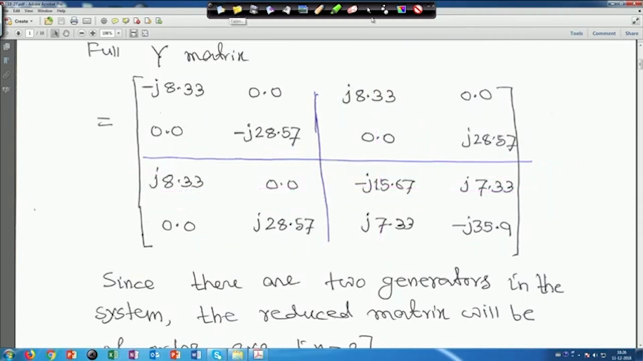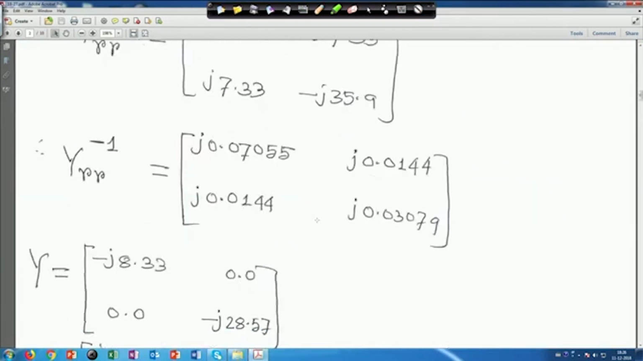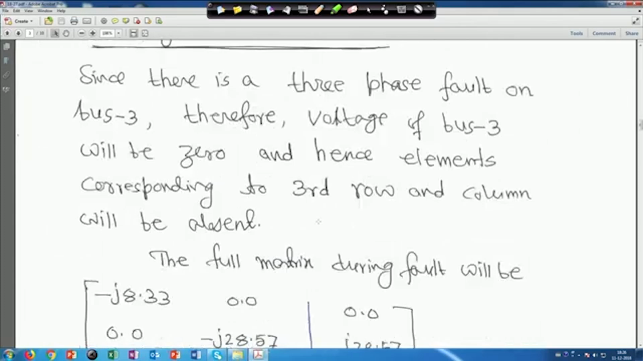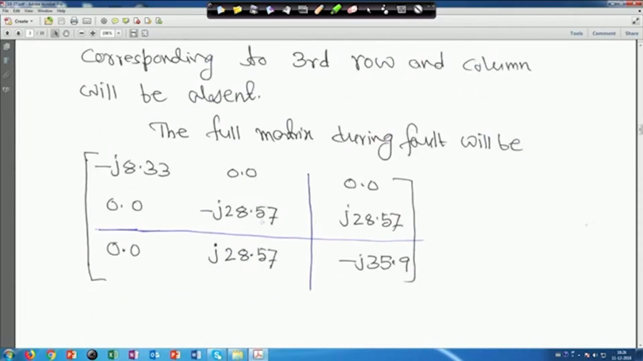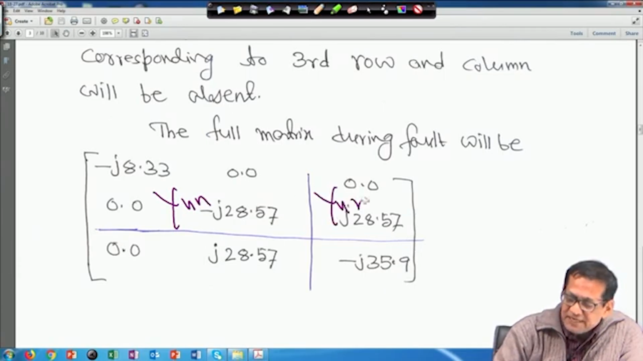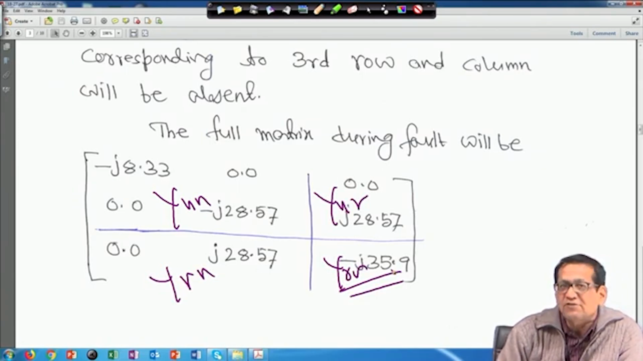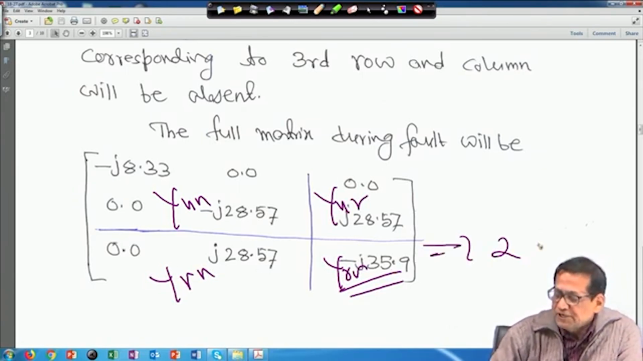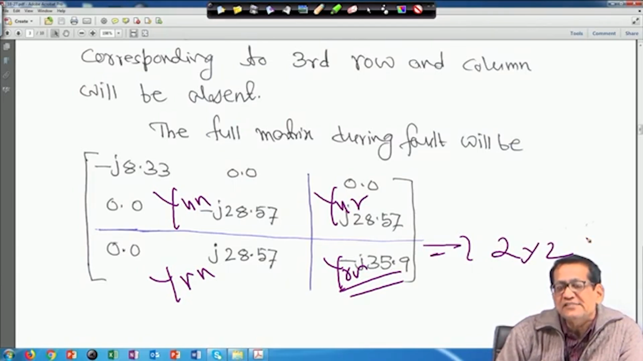If we do so, then this will be the 3 into 3 matrix during fault condition, because the third row and third column have been eliminated. Now this is my YNN, this is YNR, this is YRN and this is YRR. It is a single element for this one, right, and we will bring it down to a 2 into 2 matrix using the same relationship, that is YNN minus YNR, YRR inverse into YRN, right.